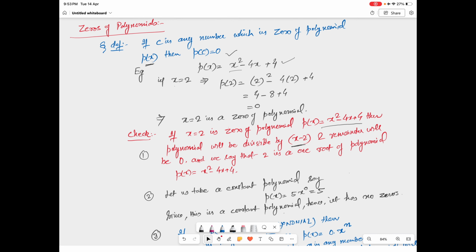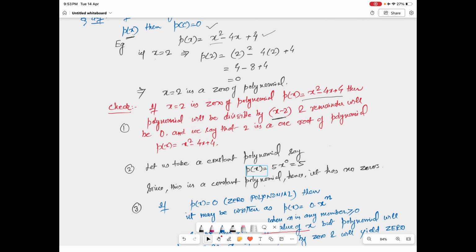Now if you put x is equal to 2 into this, we see that P(2) is 2 square minus 4 into 2 plus 4. So this will become 4 minus 8 plus 4, which is giving the value as 0. You can check. Therefore, we say that x is equal to 2 is a zero of the polynomial.